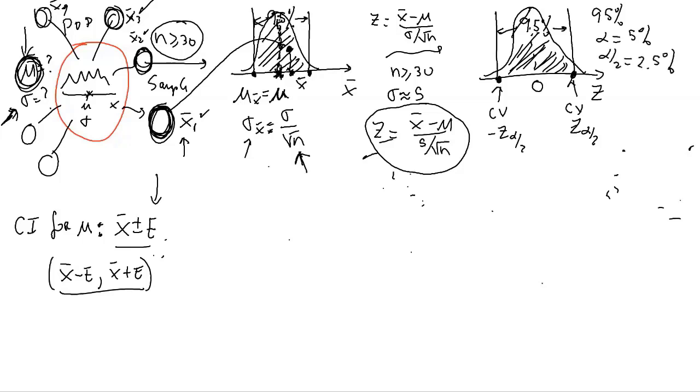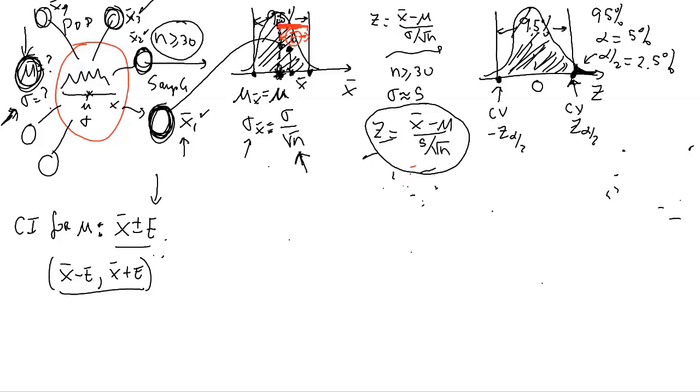Then alpha half is the area located here. If this area is alpha half, then this score should be Z alpha half. Because this area is equivalent to this area, this point is located Z alpha half standard deviations to the right of the mean. Then the maximum error in that distribution will be given by this distance. That is my maximum error, this distance.